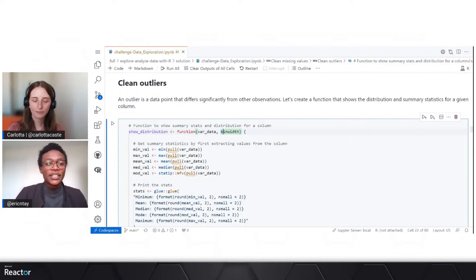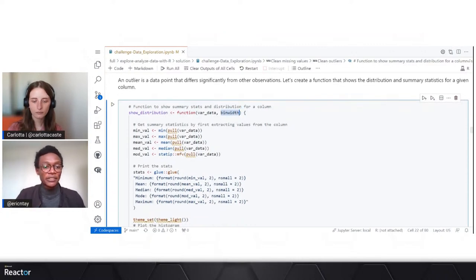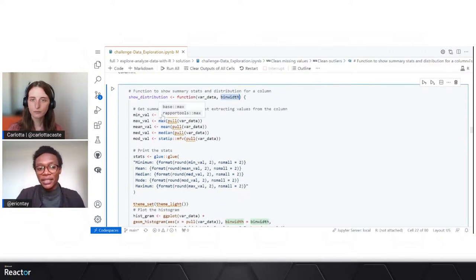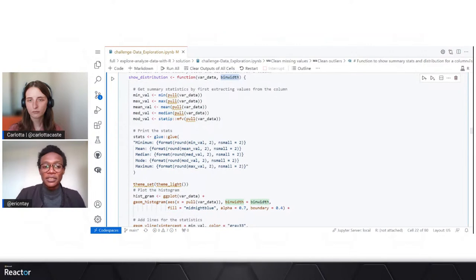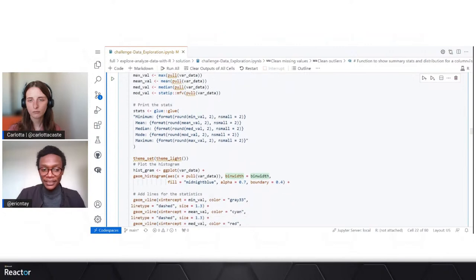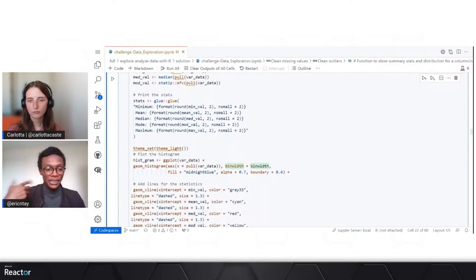Sure. No worries, Carlotta. So the function showDistribution takes a column as the data and a parameter known as binwidth that's used to plot a histogram. After it takes in that particular column, it calculates the summary statistics for that column, such as the mean, the maximum value, the average value, the median, and the mode. Once it does that, it uses the package glue to print this all very nicely. And then it plots two types of plots.